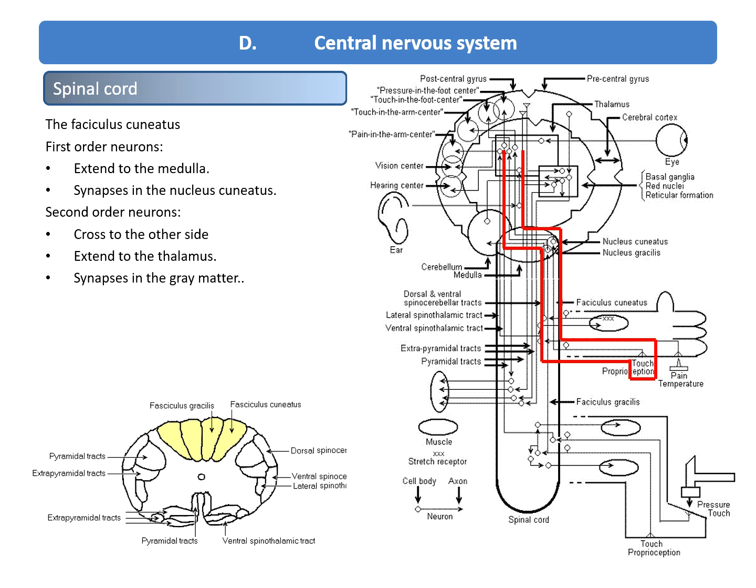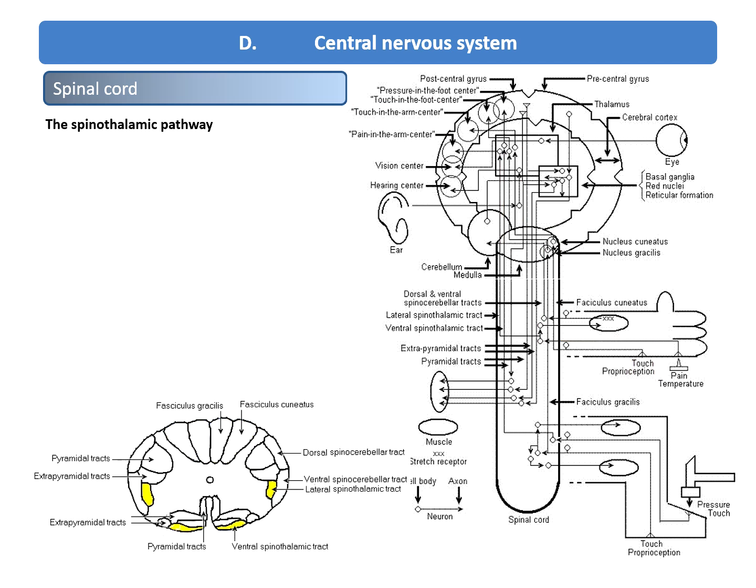They synapse in the gray matter of the thalamus with the third-order neurons, and these extend from the thalamus to the cortex, the touch in the arm center, actually in the cerebral cortex.